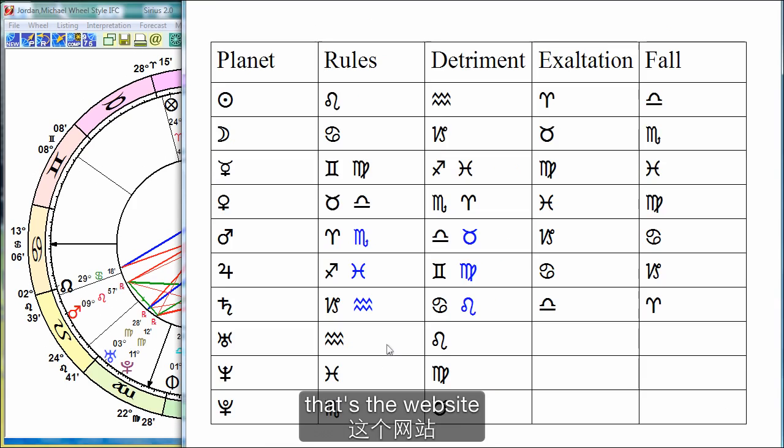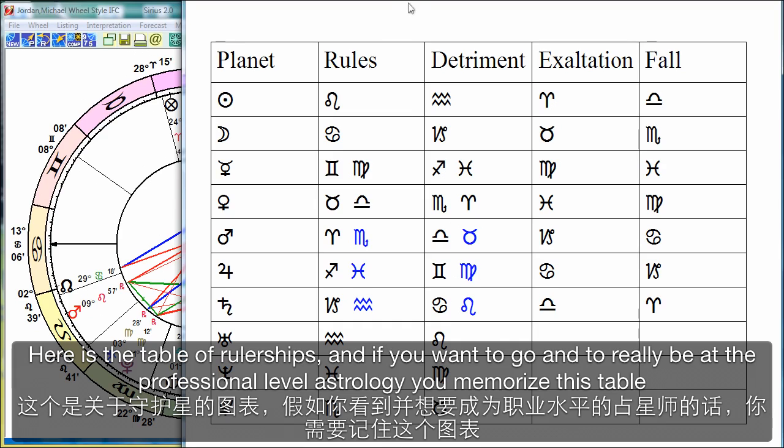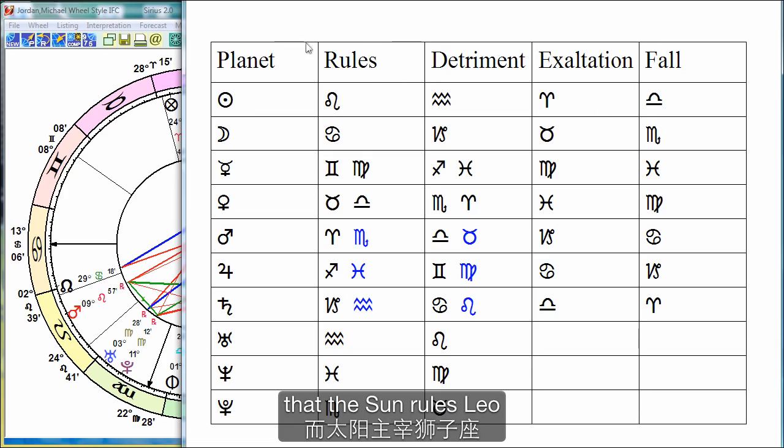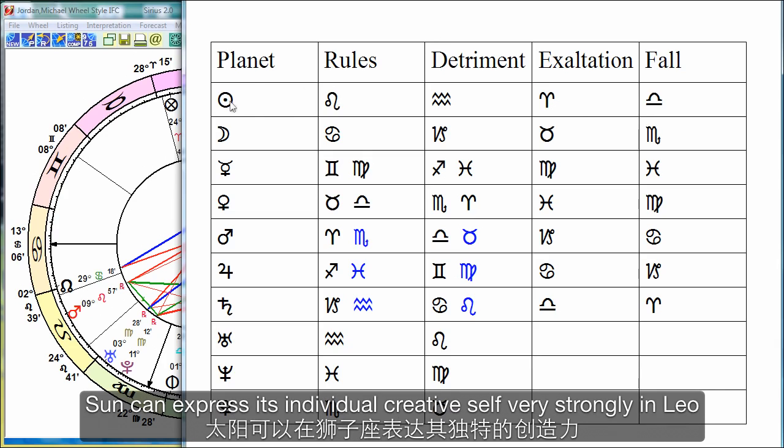That's the website. I already told you about that. Here's a table of rulerships. And if you want to go into professional level astrology, you memorize this table. That the Sun rules Leo. Sun can express its individual creative self very strongly in Leo.